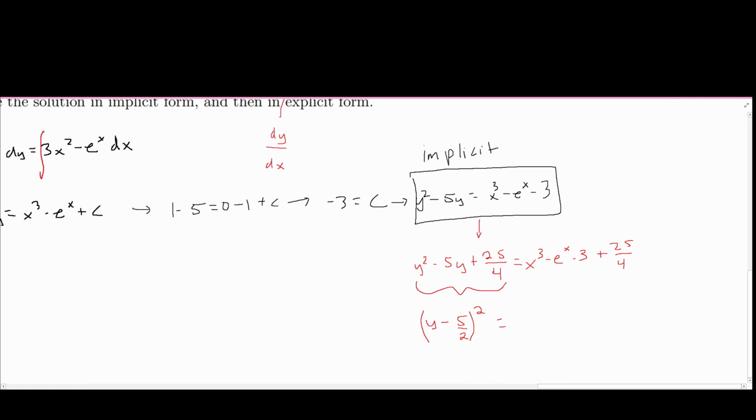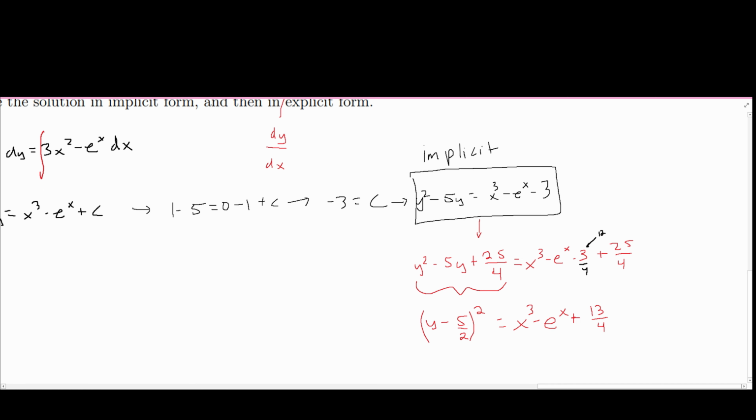So this would become x cubed minus e to the x plus 13 over 4. The reason why this is 13 over 4 is because we multiply both the numerator and the denominator of negative 3 by 4, which yields negative 12 over 4. And when we add that to 25 over 4, we get 13 over 4. That should be a positive.